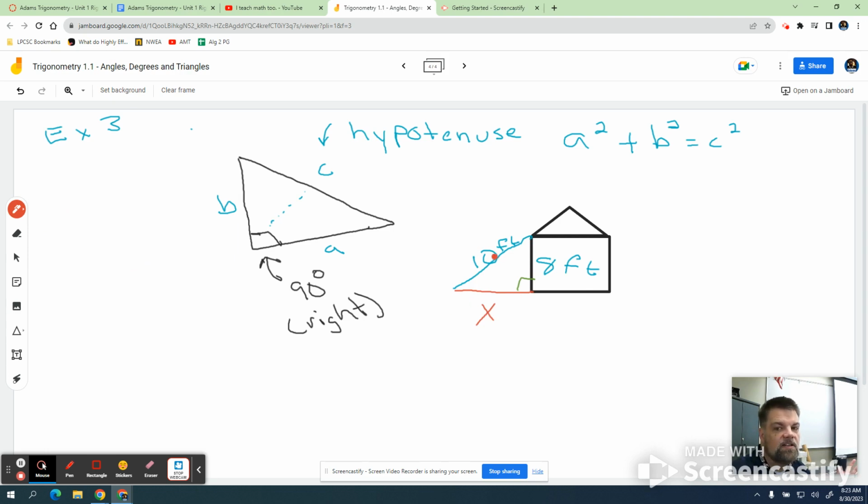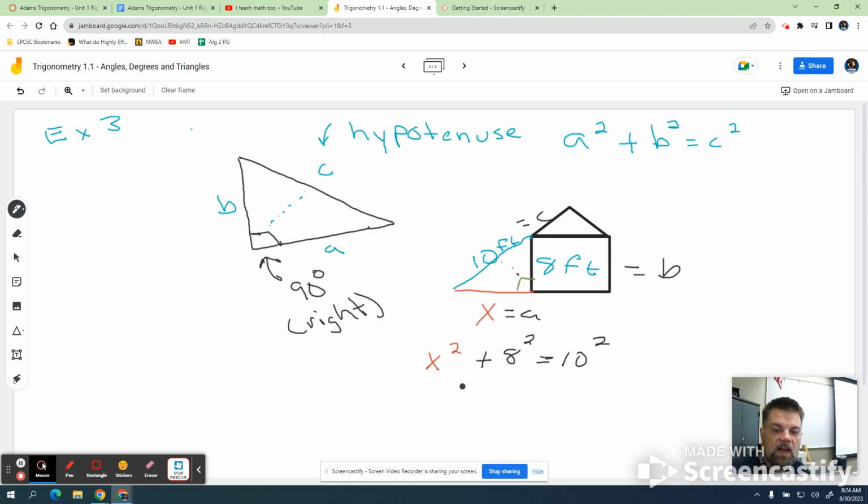So now I got to think about this. A and B don't really matter. I need to know which one is C. Which one is the hypotenuse in this triangle? The 10. So what I'm going to do is I'm going to say x squared, right? And I'm going to leave that red for a second, plus, which one would be B? 8, right? 8 squared is equal to 10 squared. In other words, I'm saying let's let x equal A, let's let A equal B, and 10 is going to equal my C, because C is the hypotenuse, which is across from the 90-degree angle.